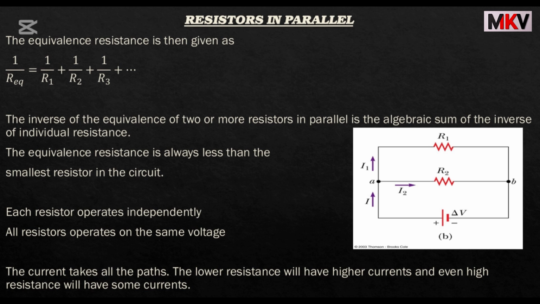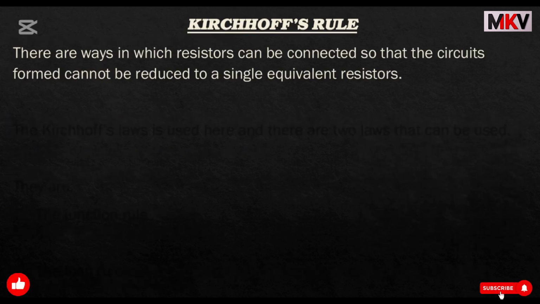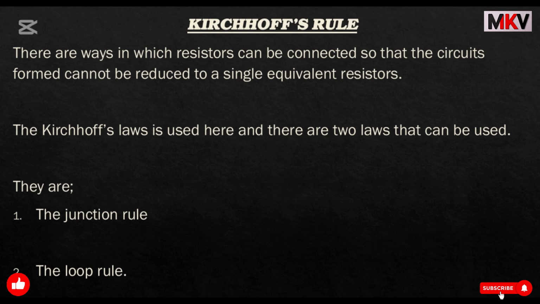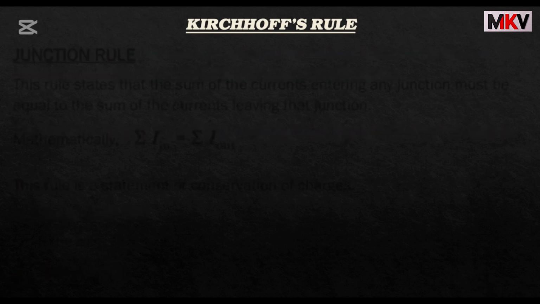Now let's look at Kirchhoff's laws. There are ways in which resistors can be connected so that the circuit formed cannot be reduced to a single equivalent resistor. So Kirchhoff's laws are used here, and there are two laws. The first one is the junction rule, and the second one is the loop rule. Let's go into detail and see these laws and how they are applied in the circuit.